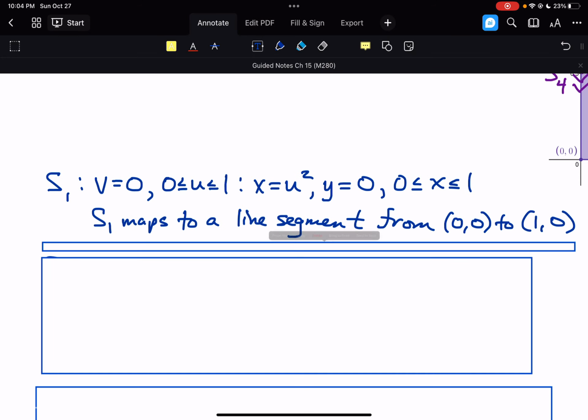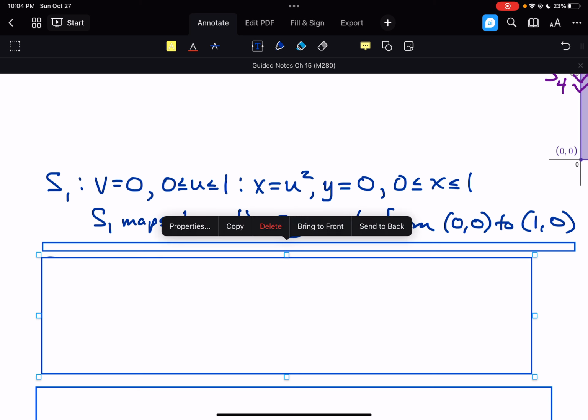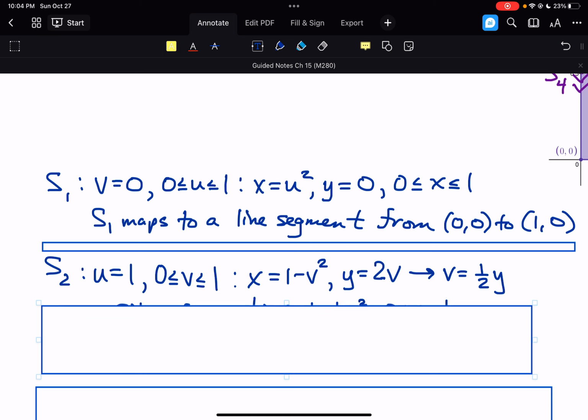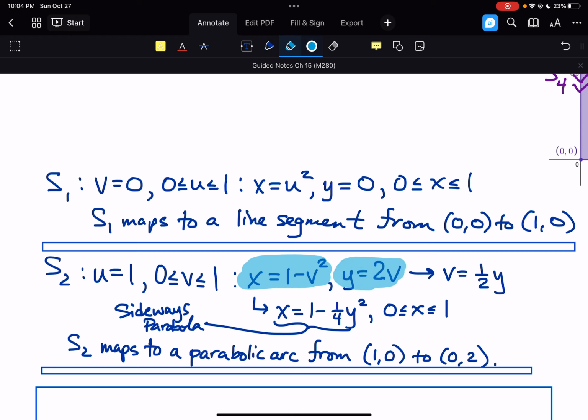Next up, we have S2. So this one's a little trickier. We've got a vertical line segment, so u equals 1. V goes from 0 to 1. So if we substitute in u equals 1, we end up getting x is 1 minus v squared. Y is 2v. Now if we rewrite this a little bit, we know that v is 1/2 y.